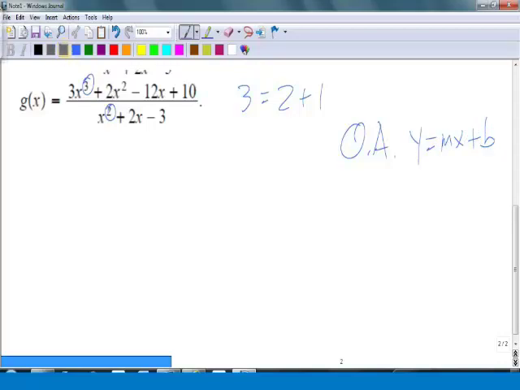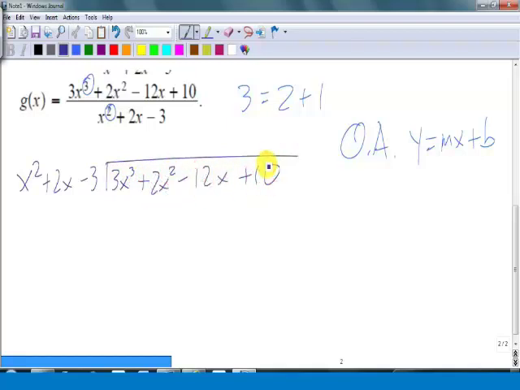And we use polynomial division to do this. In some cases, I think the previous case, synthetic division might have worked, but when the divisor is x squared plus 2x minus 3, synthetic division is not going to work. So we have to rely on the polynomial division. X squared plus 2x minus 3, going to divide that into 3x cubed plus 2x squared minus 12x plus 10. X squared times what equals 3x cubed?